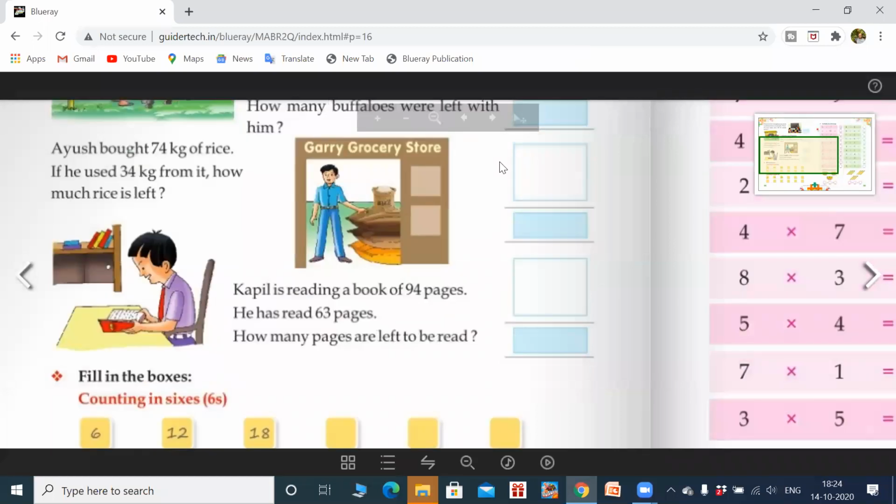Next question. Ayush bought 74 kg of rice. So here you write 74 kg and 34 used. So 34 kg you have to subtract. So 4 minus 4, that is 0. 7 minus 3, that is 4. 40 kg will be remaining or left. 40 kg.